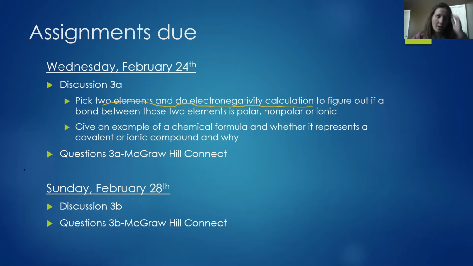Okay. The other discussion thread wants you to give an example of a chemical formula. So we looked at several chemical formulas, both covalent formulas and ionic. So you would give a formula and then tell me whether it's a covalent or an ionic compound, and then give the name of it. So that's the other discussion.